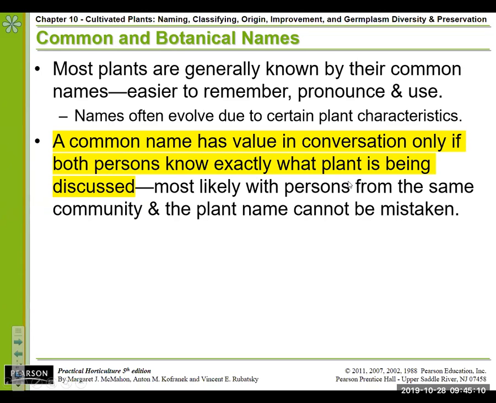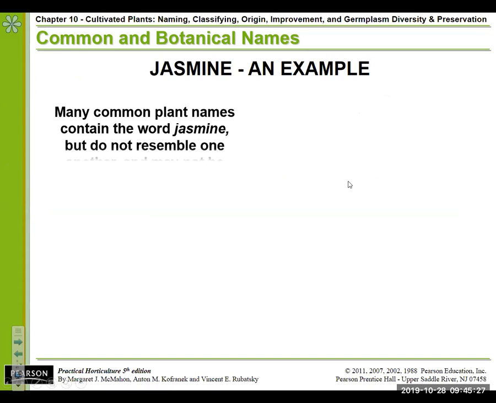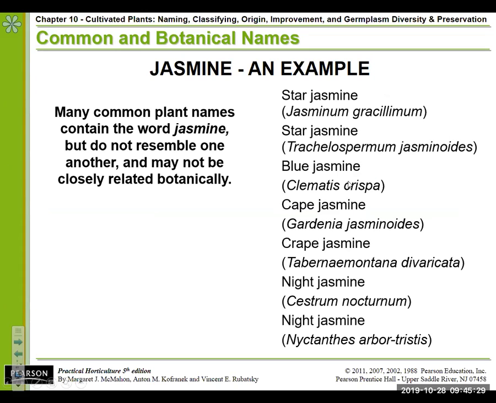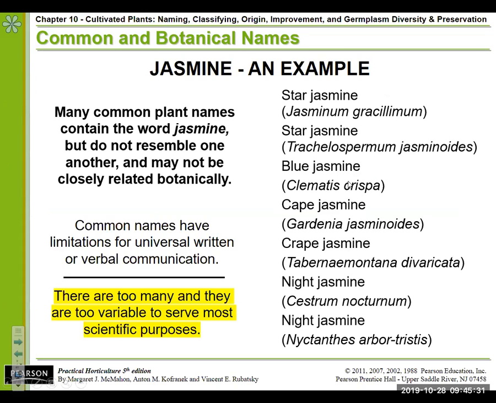So generally, we have lots and lots of common names for plants that are of the same species, especially if we're in a similar geographic range. So it can be easy to mistake plants. Let's look at jasmine as an example here. We have the common name, jasmine, but we actually have many different plants that are called jasmine that may not even resemble one another or be closely related botanically.